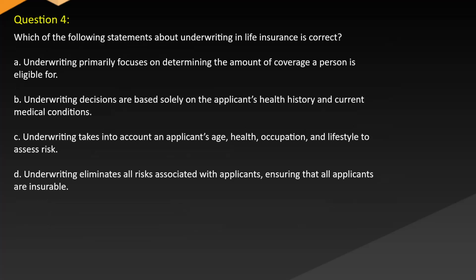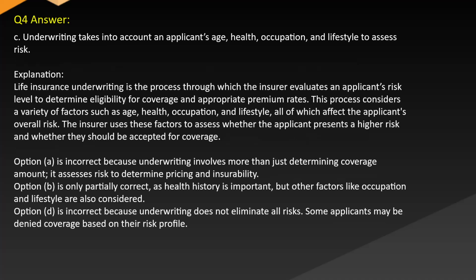Question 4. Which of the following statements about underwriting in life insurance is correct? A. Underwriting primarily focuses on determining the amount of coverage a person is eligible for. B. Underwriting decisions are based solely on the applicant's health history and current medical conditions. C. Underwriting takes into account an applicant's age, health, occupation, and lifestyle to assess risk. D. Underwriting eliminates all risks associated with applicants, ensuring that all applicants are insurable. Answer. C.